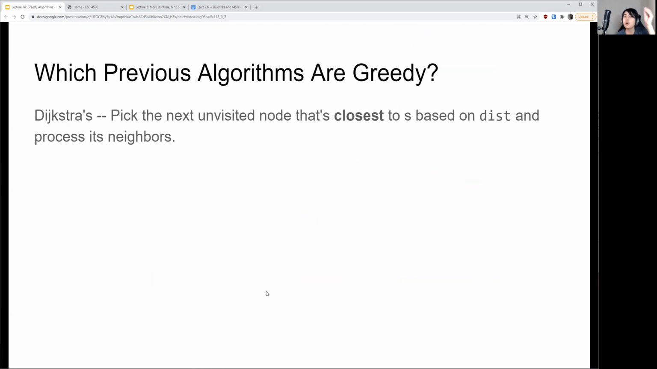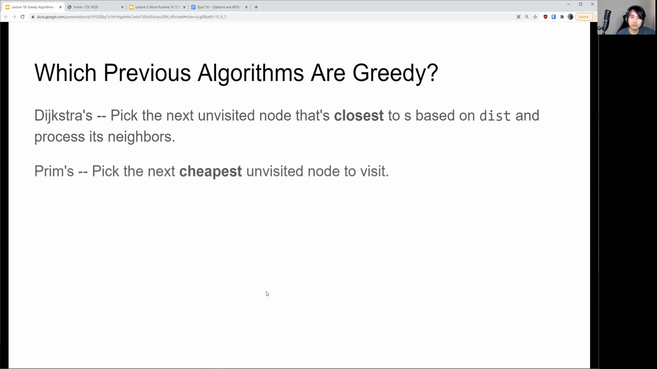Dijkstra's was an algorithm where we picked the next node that was unvisited and that was closest to S based on distance. And then we processed their neighbors, right? And we just did that over and over again. Each step, we would pick a new George, we would crown that George, we would look at the neighbors, and then we would do that over and over again, right? All hail King George. Then we had Prim's, which was from last lecture, where we just picked the cheapest unvisited node to visit, right? And that turned out to be pretty good as well.